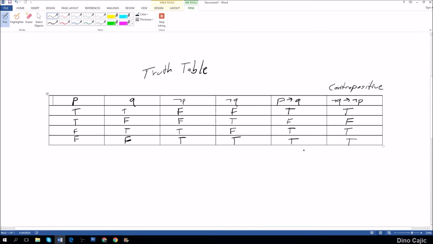Wow, very interesting. The truth values of these two columns, the implication and the contrapositive of the implication, are identical. So technically, if you were to do some sentences, declarative statements, you would realize that these two have the exact same meaning.